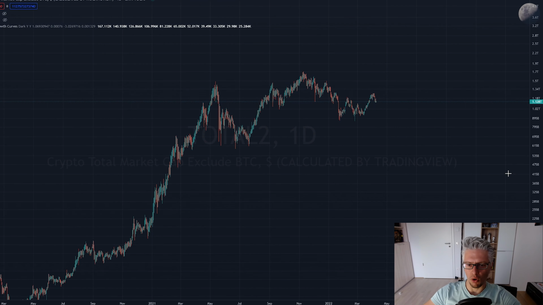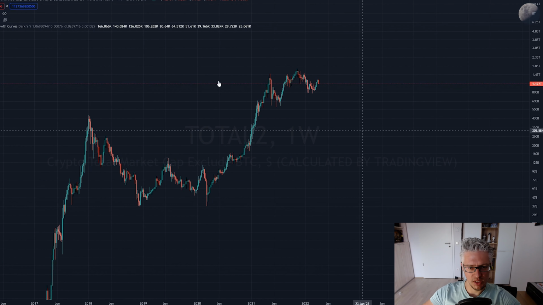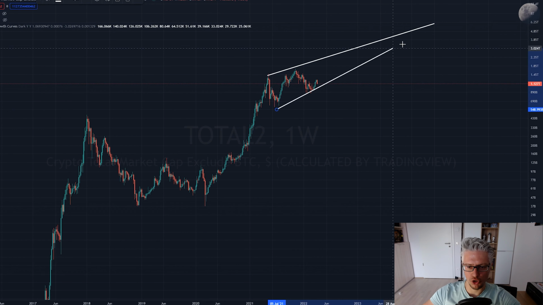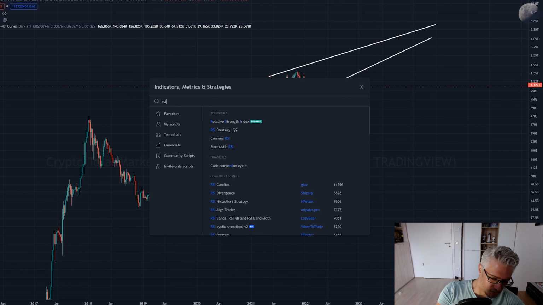So this is the altcoin chart. These are all altcoins without Bitcoin, right? And we see that they are making a really beautiful wedge, rising wedge structure. They want to break higher because the RSI also here.